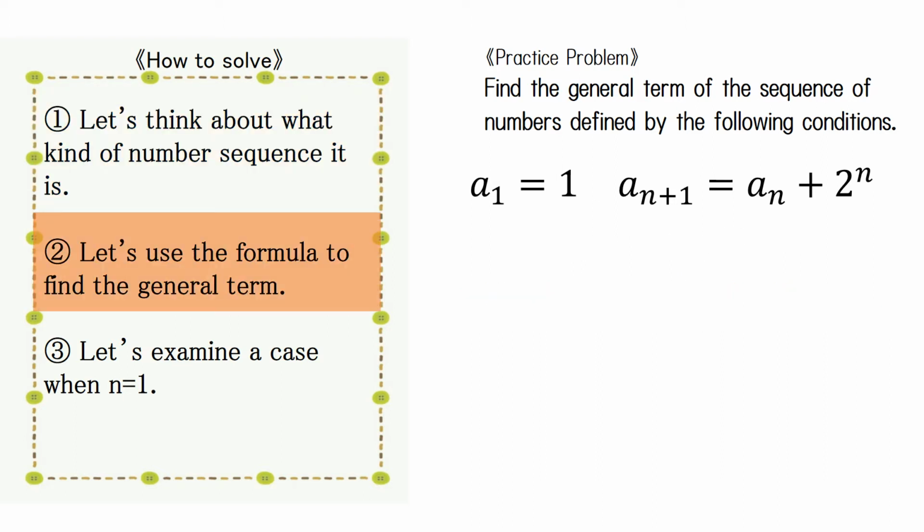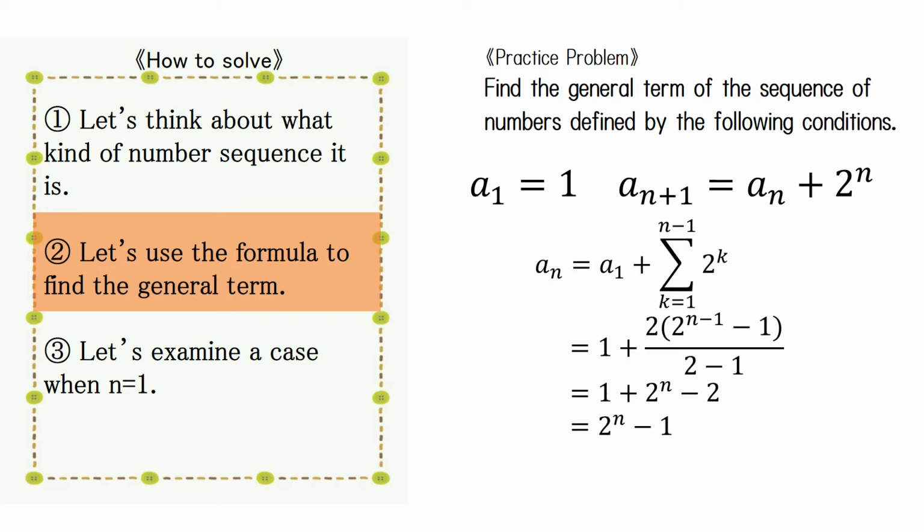Let's use the formula to find the general term of a number sequence with a difference sequence. a_n equals a_1 plus sigma from k equals 1 to n minus 1 of 2 to the power of k, which equals 1 plus 2 times parentheses 2 to the power of n minus 1 parentheses over 2 minus 1, which equals 1 plus 2 to the power of n minus 2, which equals 2 to the power of n minus 1.